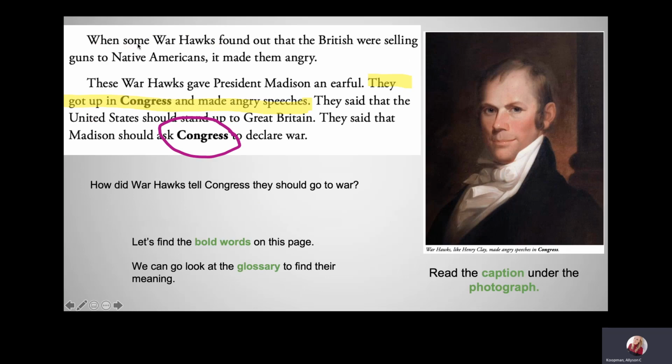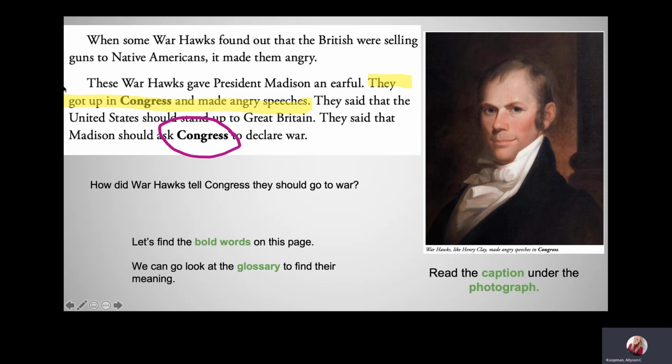All right, so when some war hawks found out that the British were selling guns to Native Americans, it made them angry. These war hawks gave President Madison an earful. That means they had a lot to say to him. They got up in Congress and made angry speeches. They said that the United States should stand up to Great Britain. They said that Madison should ask Congress to declare war. So there's that word again, Congress, which is not actually in our glossary. But again, remember, this is the group of leaders that would make those big laws or decisions like declaring war.